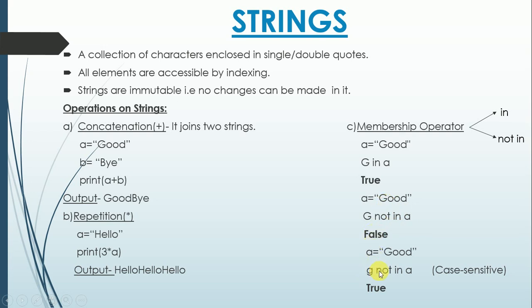Here we have changed capital G to small g, and here you have written small g not in a. Small g is not in the variable a, so here it will return the value as true. So we have learned 3 operations on string. First is concatenation, used for joining the two strings. Second is repetition, used to repeat the string a number of times. And third is the membership operator, in and not in, which will give the output as true or false based on whether the given character is there in the string or not.